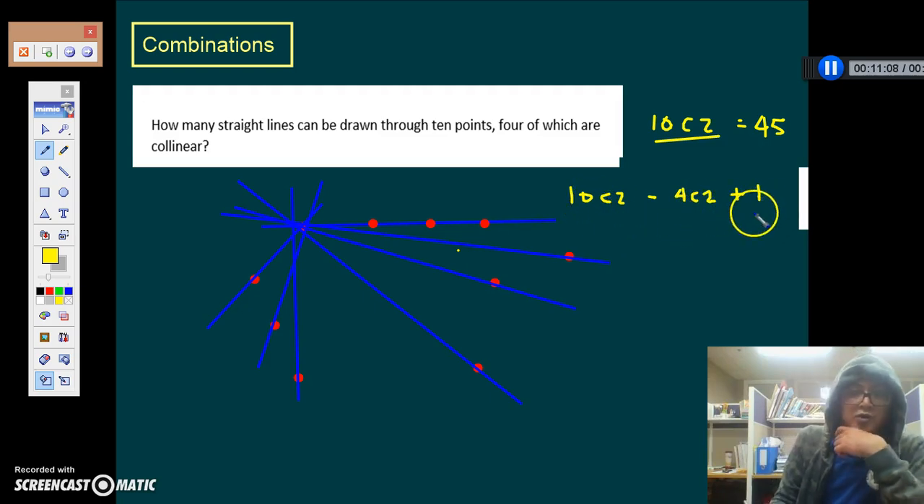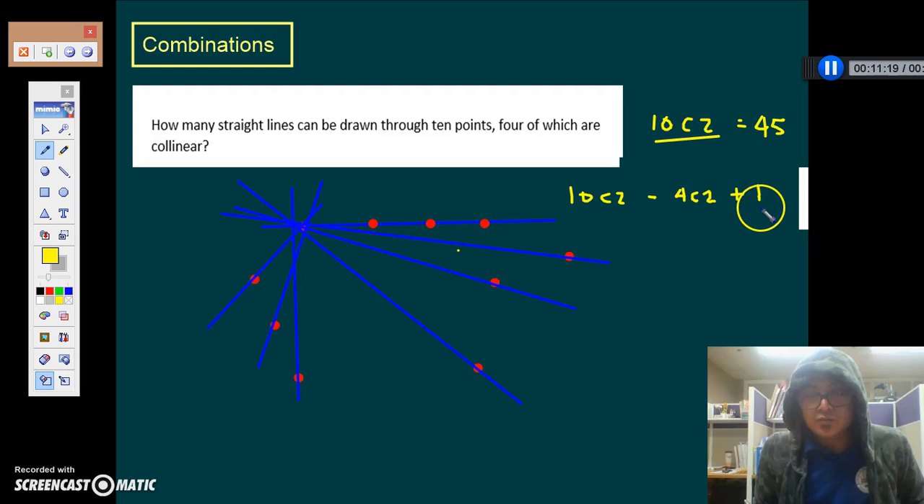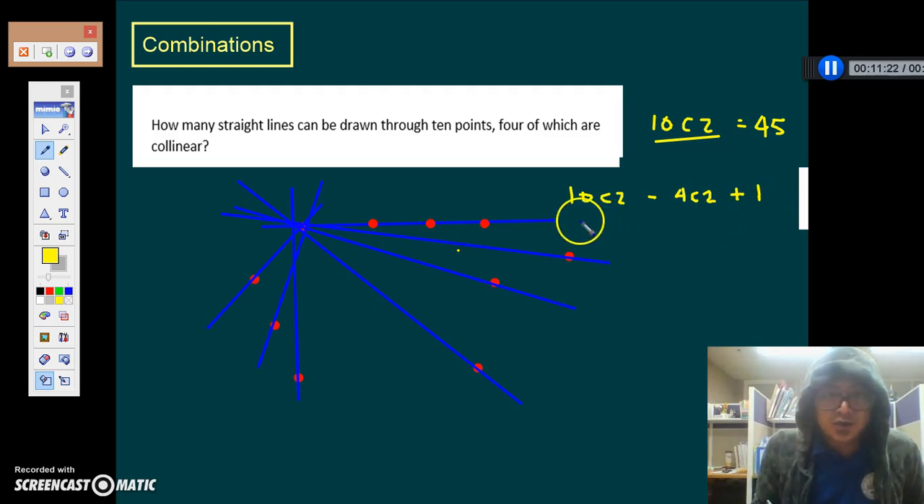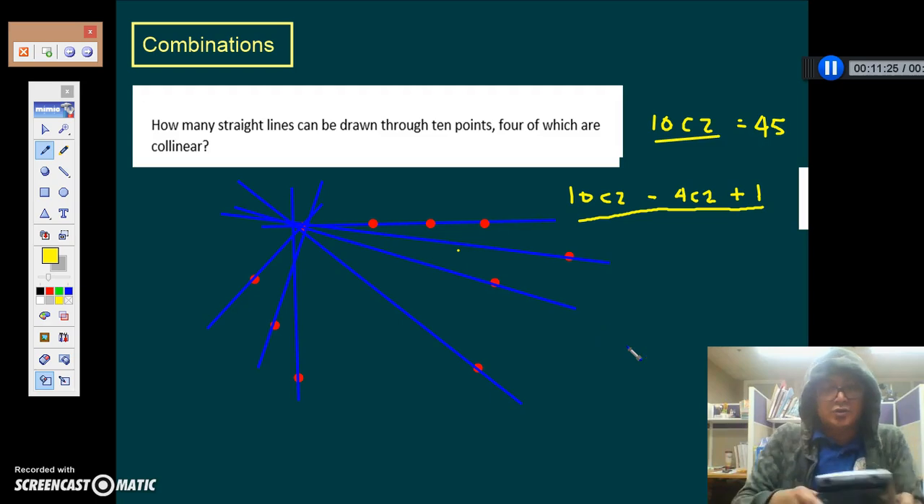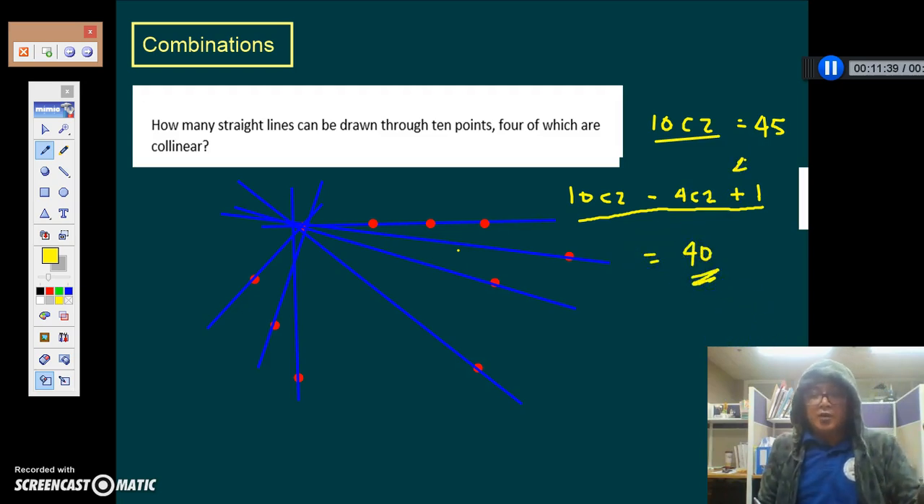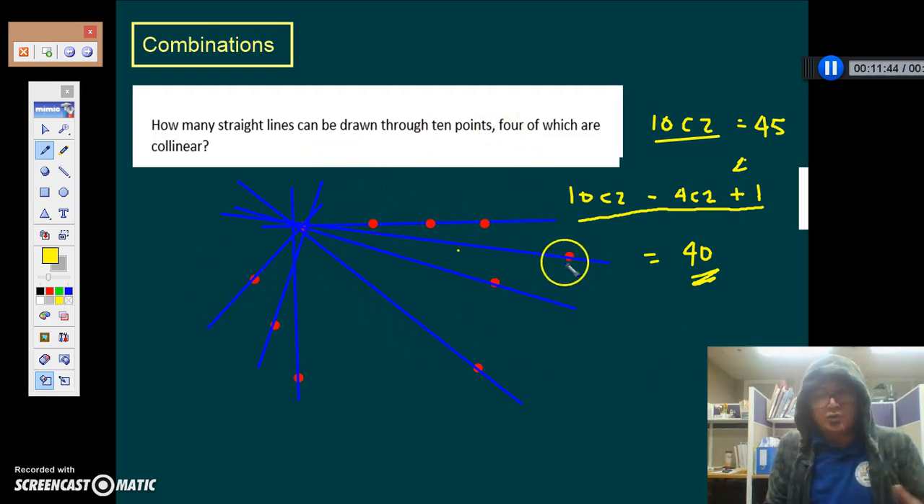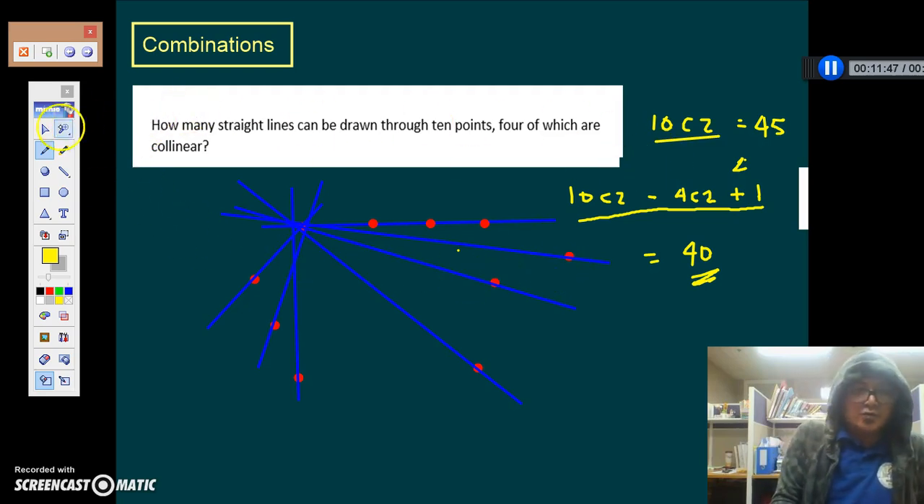Now the reason why we added 1 is that since we deleted the lines that can be drawn through the 4 points, but deleted the line itself, we should put it back. So it's plus 1. So the answer would be 10C2 minus 4C2 plus 1, and that would be 40. So there are 40. The answer here would be 40 lines. Now if you want to verify this, you can draw the points following the condition and you count the number of lines. Let's have another of the same type.